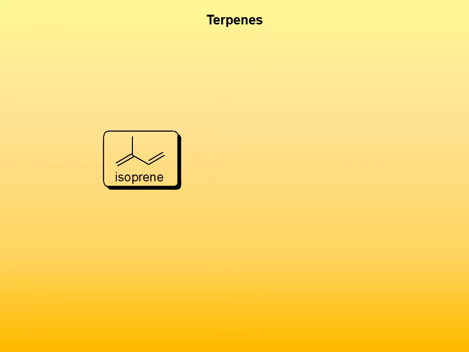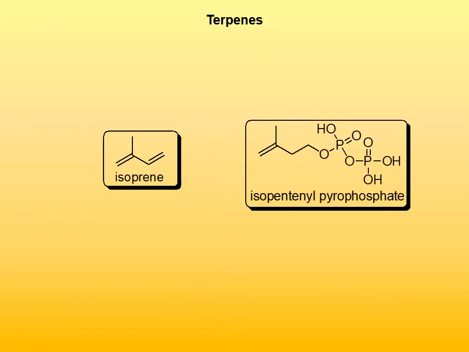In living organisms, terpenes are actually synthesized from isopentyl pyrophosphate. You can see that isopentyl pyrophosphate is a derivative of isoprene. It has the same skeleton, but it also has a pyrophosphate leaving group. That's a very good leaving group. That's what makes it very reactive and suitable as a starting material for biosynthesis of terpenes.